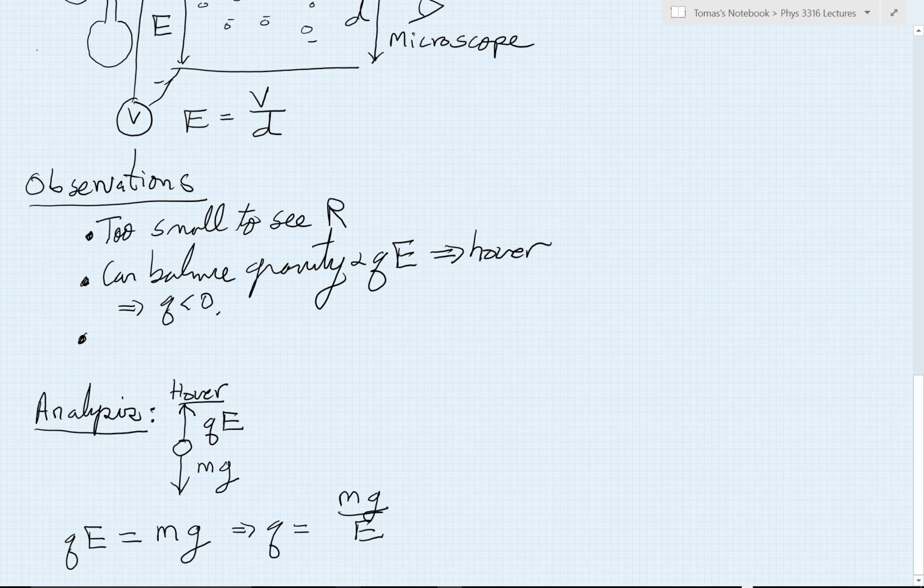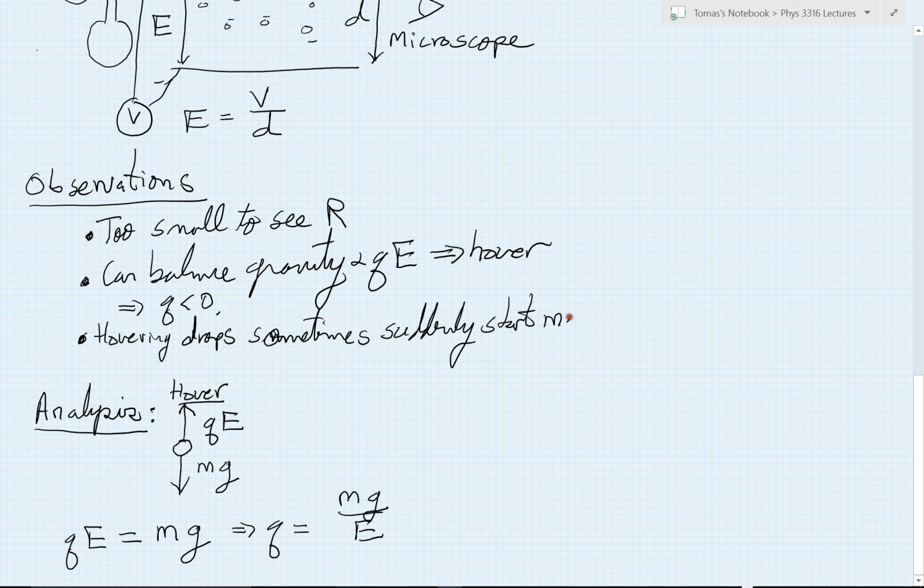This third observation is the fact that while you have someone hovering, the hovering drops sometimes, and very key here is they sometimes suddenly start moving. The reason they suddenly start moving is that they are beginning to pick up little bits of static electricity from the air. They're either giving off or picking up charges.